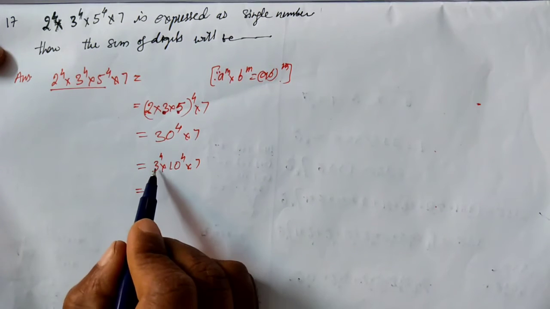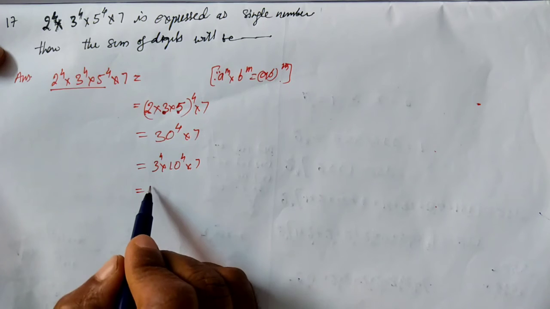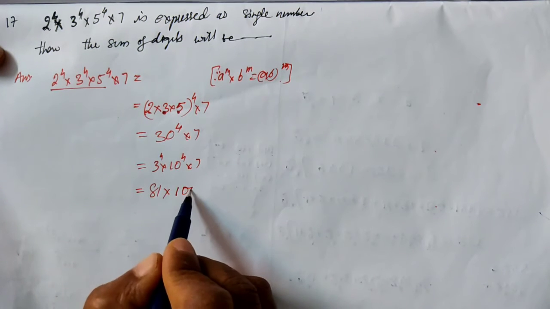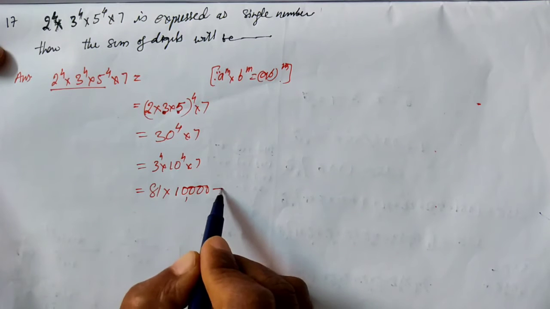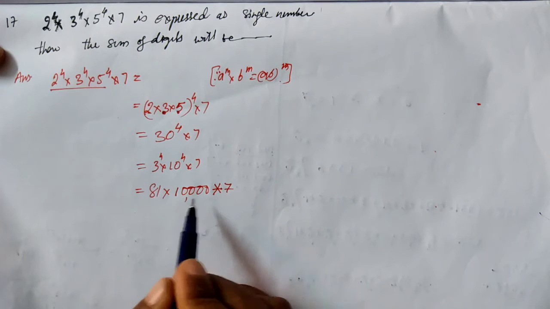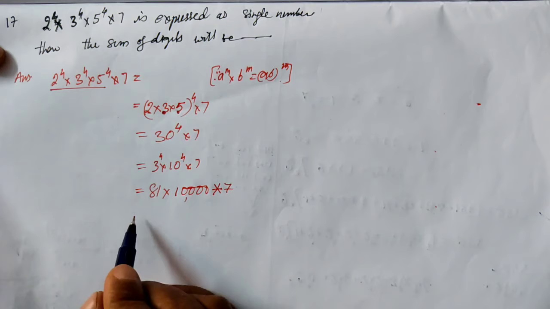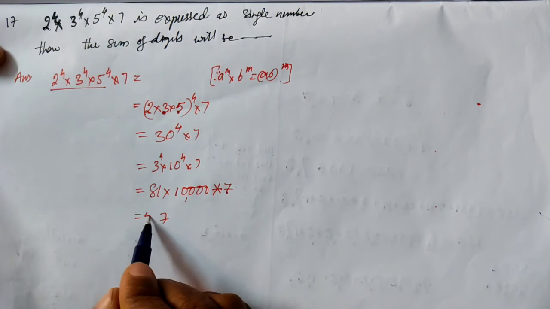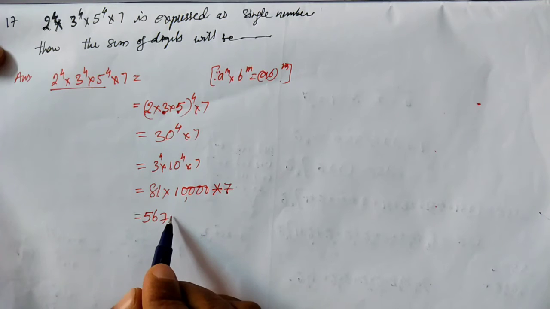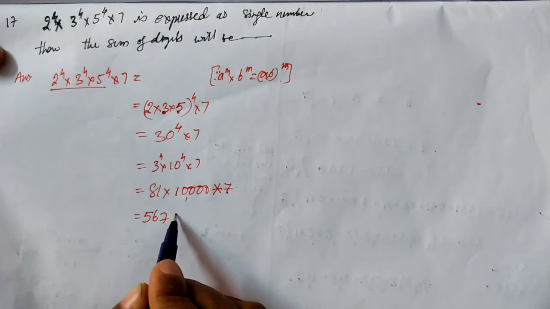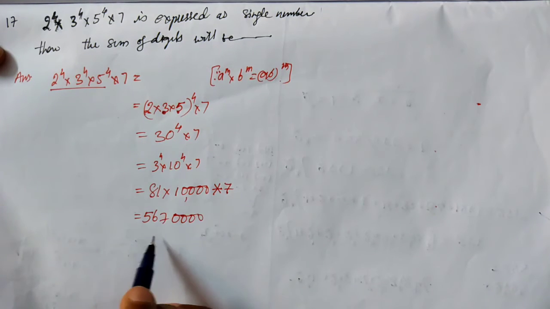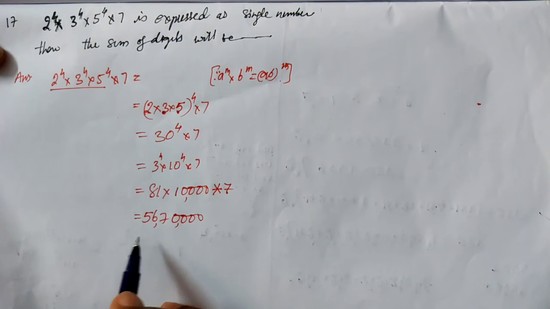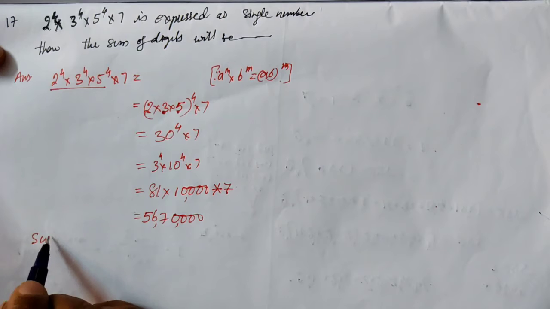Okay, so this is 3 into 3 into 3 into 3, it is 81, and 10 into 10 into 10 into 10, it is 10,000 into 7. Now 81 into 7, which is equal to 7 1s are 7, 7 8s are 56. Into this one, put 4 zeros. So this is 56,70,000.